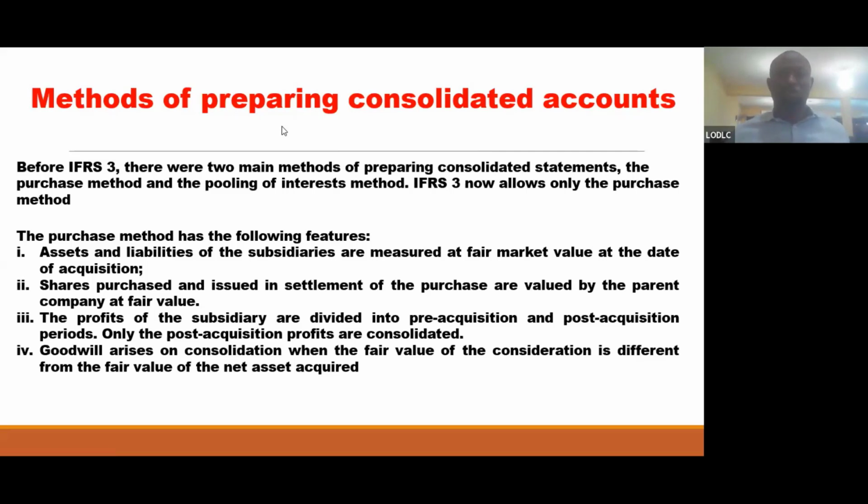Before now, we had these two main methods, the purchase method and the pooling of interest method. But when IFRS 3 came into play, it abolished the pooling of interest method and made the purchase method the one in operation. Under the purchase method, these are the features. One, assets and liabilities of the subsidiary are measured at fair market value at the date of acquisition. Assets and liabilities of the subsidiary are measured at what? Fair market value.